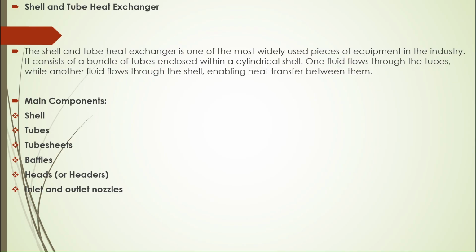Shell and tube heat exchanger. The shell and tube heat exchanger is one of the most common designs in industry. It consists of many tubes inside a cylindrical shell. One fluid flows through the tubes and the other flows through the shell side. Its main components are the shell, tubes, tube sheets, baffles, heads, and nozzles.